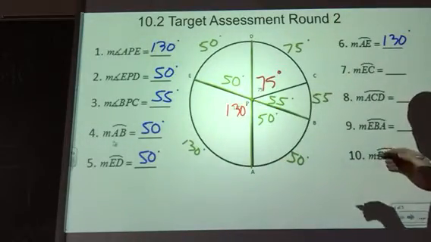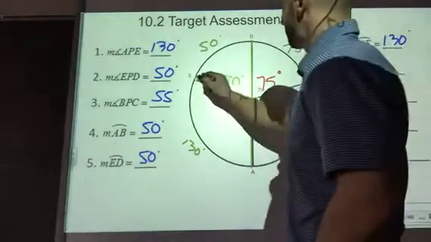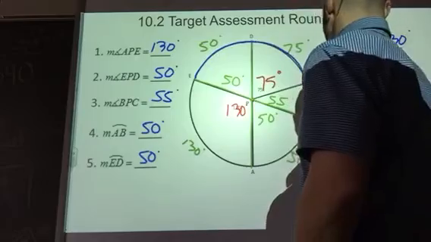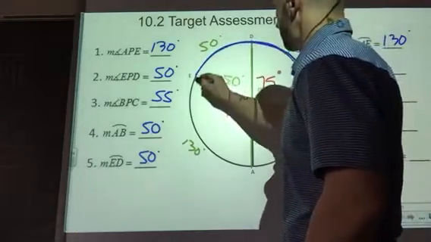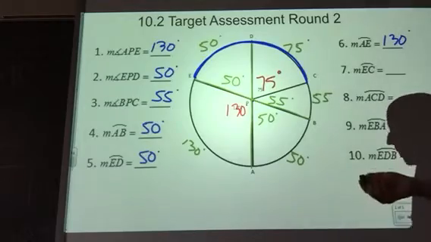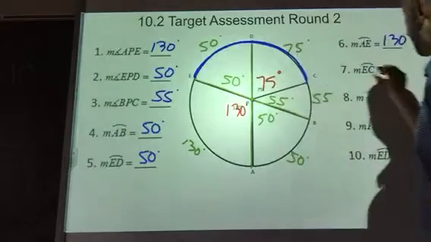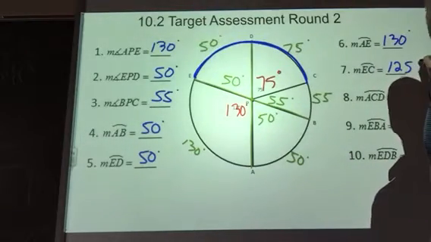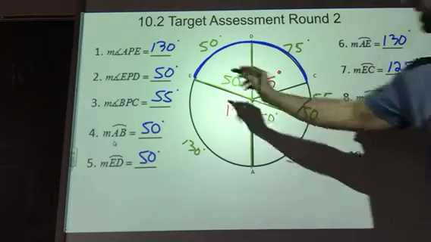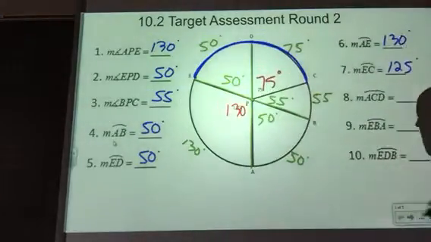All right, arc EC. Now EC is a little different. It's not labeled there for me. They want this whole minor arc, E through D to C. So we're going to have to use the arc addition postulate there. I'm going to have to add 50 plus 75 to get that 125. All right, so arc EC is 50 plus 75 to get the 125.